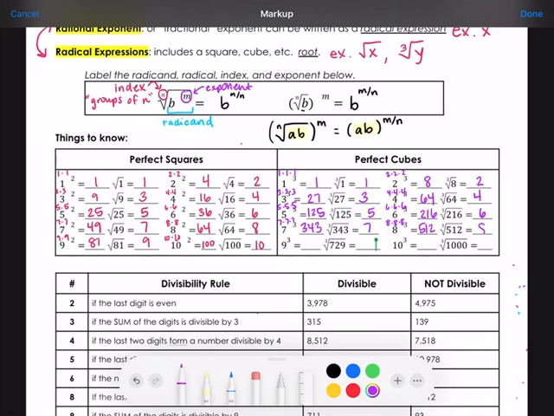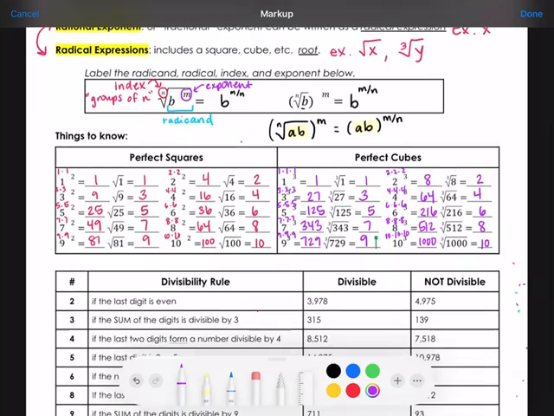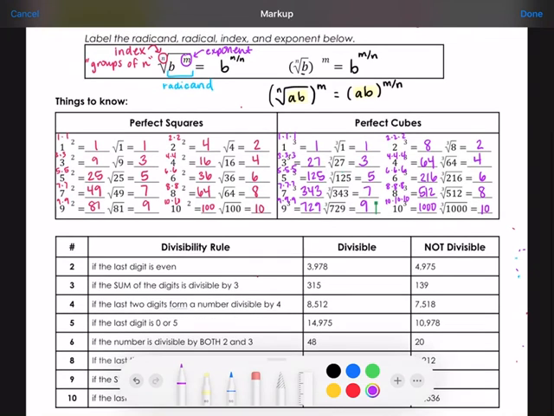8 cubed is 8 times 8 times 8, which equals 512. So the cube root of 512 is 8. 9 cubed is 9 times 9 times 9, which equals 729. So the cube root of 729 is 9. And then 10 cubed is 10 times 10 times 10, which equals 1,000. So the cube root of 1,000 is 10.